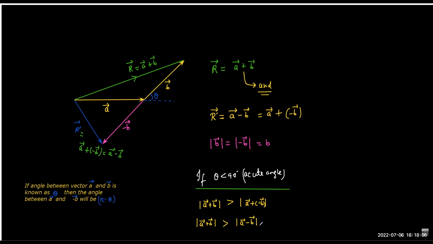So A and minus B together produce some effect. What is that effect? We call it the resultant of A and minus B, or simply A minus B. Now, while finding the magnitude, we can see clearly if theta is acute, the summation will be bigger than the subtraction, correct? That's visually clear also, why it is so. Now, let's change the angle.